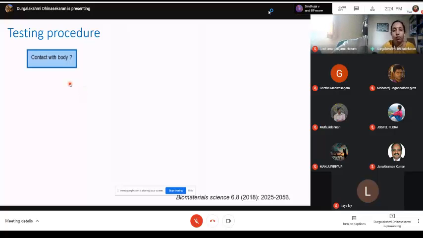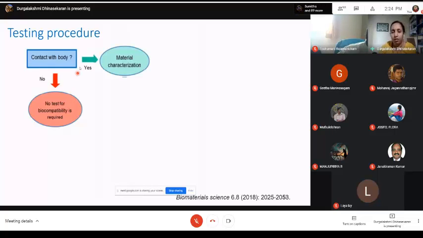For suggesting a material, the first question will be whether it is in contact with the body or non-contact with the body. If it is in contact with the body, a test for biocompatibility is required. How long, the prolonged time you are in contact with the body, is also different. If it is no contact, nowhere touching the body, no test is needed. Whereas if it is touching the body, in vitro or in vivo, then we need to characterize this material.